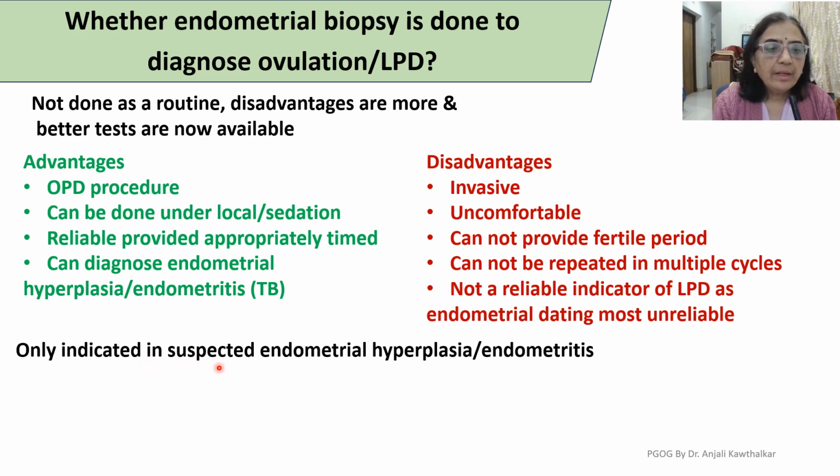So it is only indicated in suspected endometrial hyperplasia. A woman who is having infrequent cycles of long duration or amenorrhea, and the endometrial thickness is more than normal by ultrasonography. In such cases we need to do it, or in PCOS, long standing PCOS women, elderly women. These are the women where we should be going for endometrial biopsy to rule out endometrial hyperplasia. Rarely we can have an endometrial malignancy also, and to diagnose endometritis. That is the only indication.